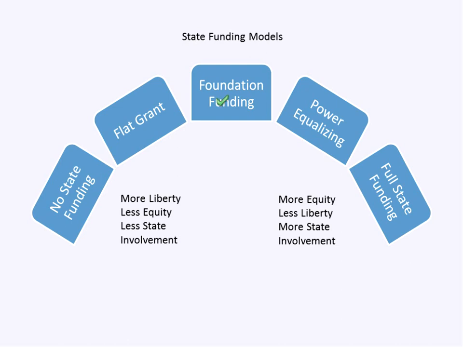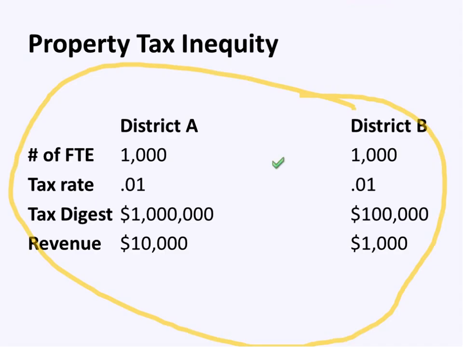The Georgia model, the foundation model, there's a certain amount of funding that's guaranteed to everybody, and then there are other provisions that kick in that provide extra funding to the poorest districts in the state. So it has both the liberty component, because we have local school boards deciding local tax rates and what to do with their local funds, but yet we also have equity, because we have the state of Georgia kicking in and providing extra money trying to deal with this situation we talked about earlier.